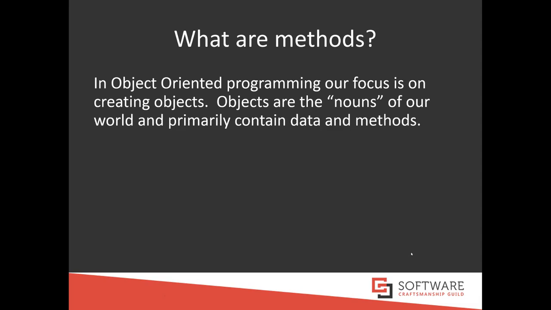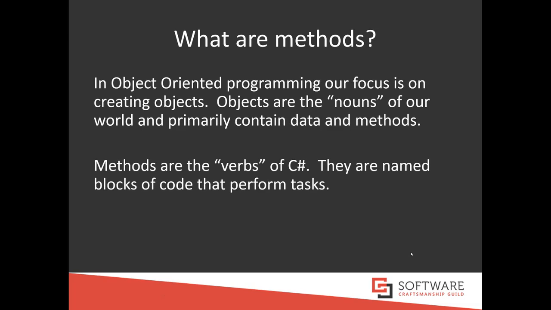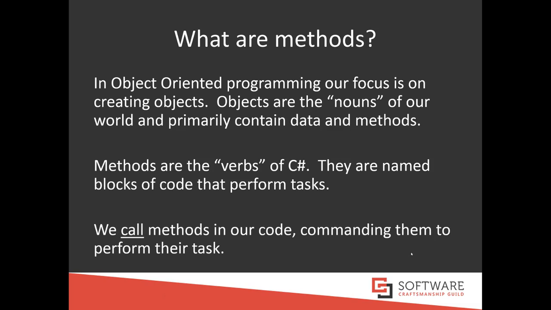A bank account can also do things. We can deposit, withdraw, and transfer money from our bank account. Those would be the methods. Methods are the verbs. They are named blocks of code that perform tasks for us. When other bits of code want to use a method, it's referred to as calling the method. When we call a method by name, it commands it to run and perform its tasks.